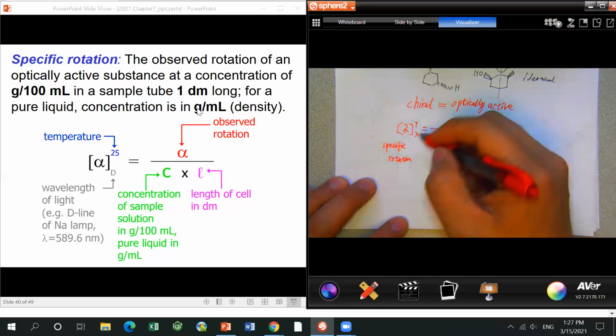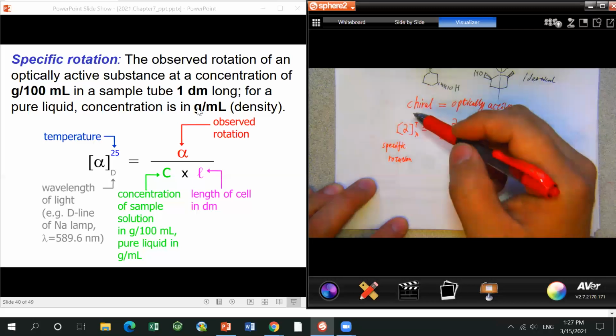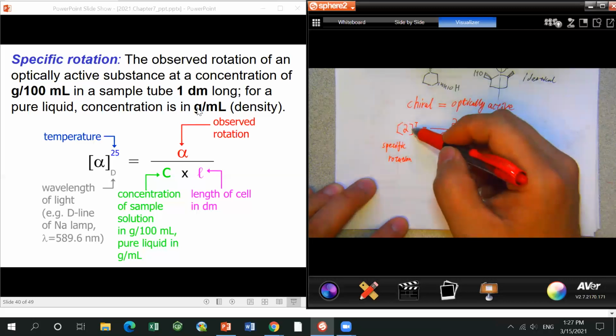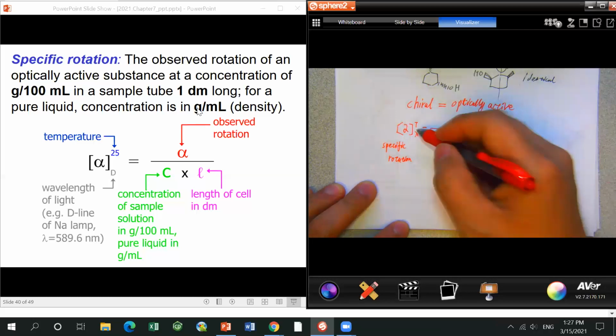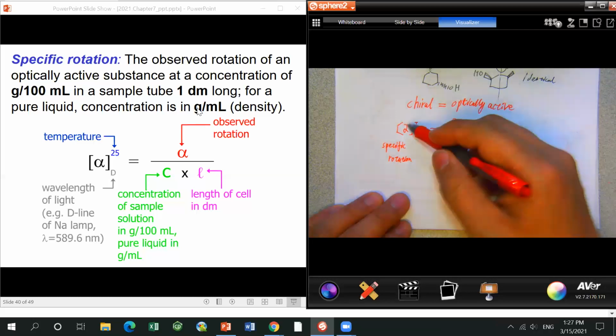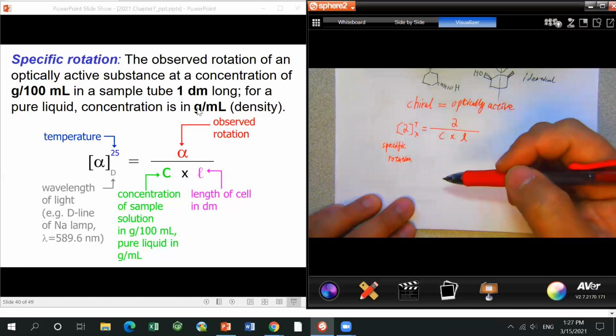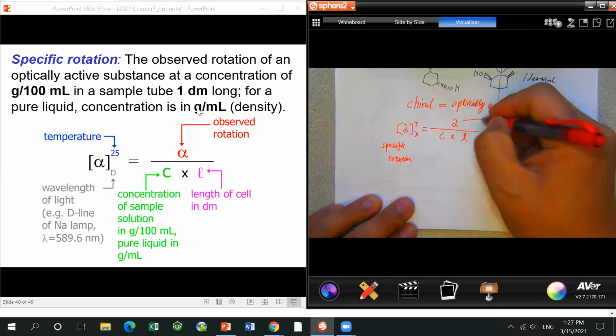This is the fixed value, so it won't change. Different chiral molecules have different specific rotations, like a melting point and boiling point. So we can use this to identify a certain chiral molecule. Here, it's the observed rotation.